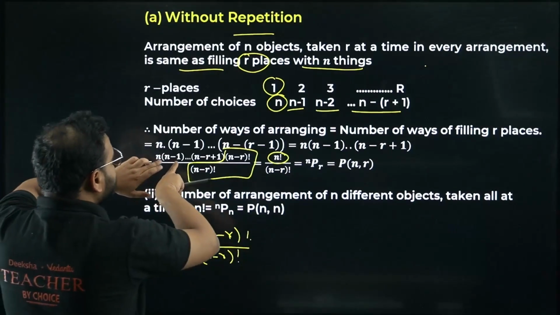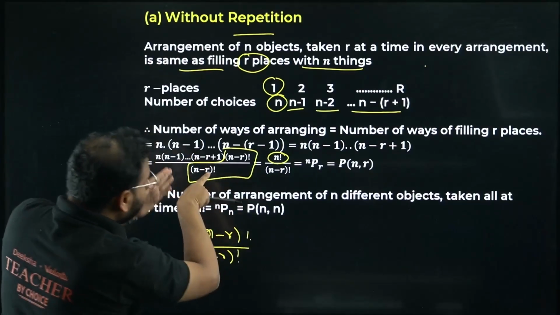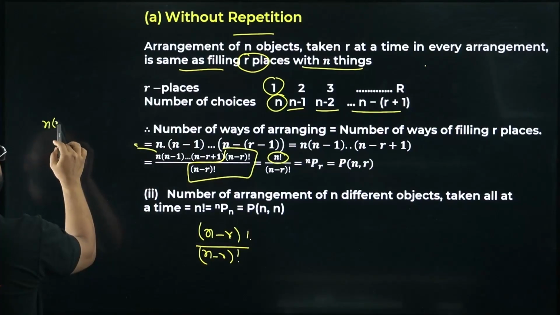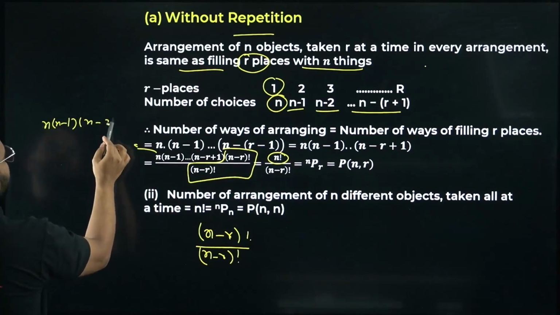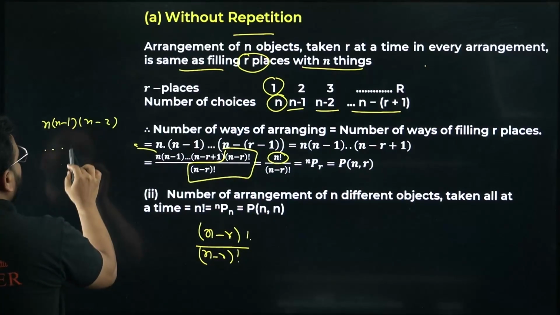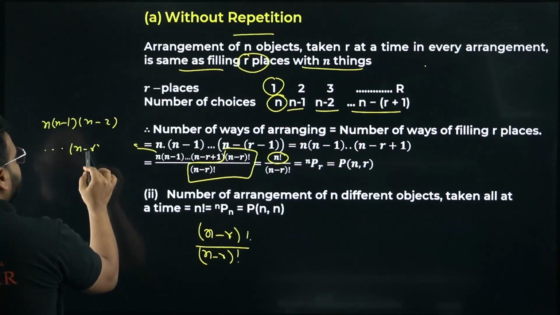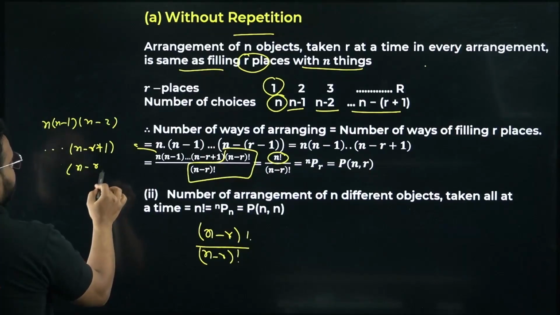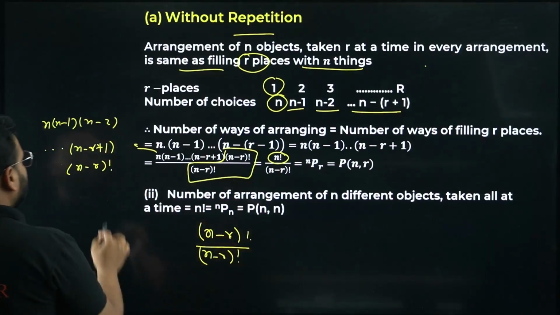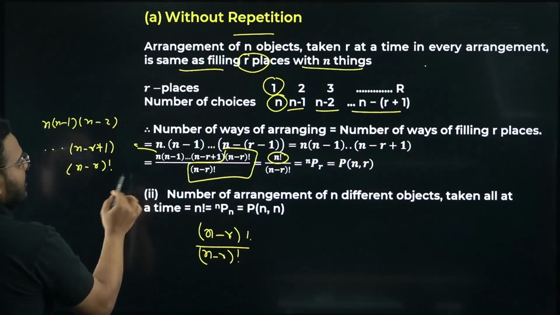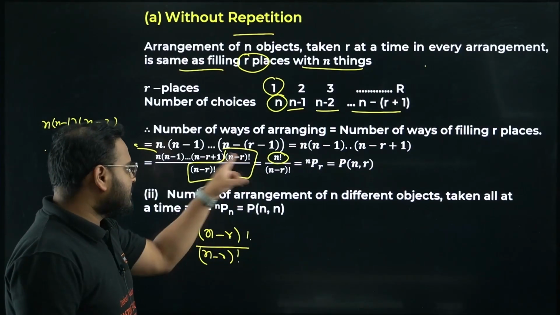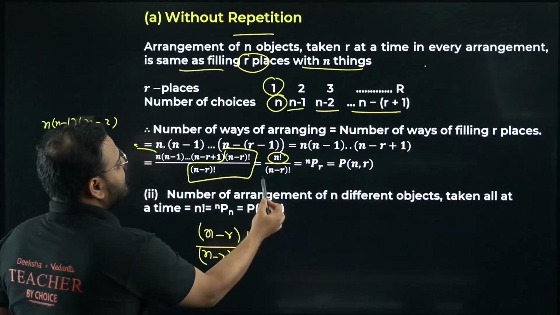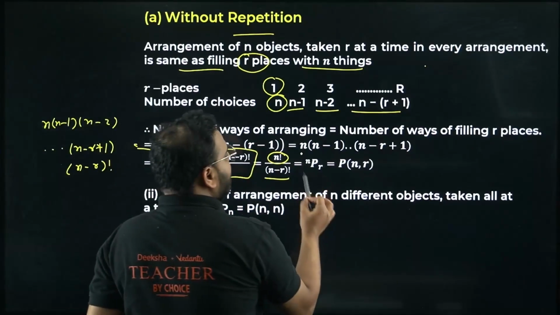See this, n into n minus 1 into n minus 2 all the way till n minus r plus 1. What is the next term? n minus r. We can keep going on, it'll go till 1 actually, if you want to remove this factorial. So I've multiplied this, which means it's basically going to be n factorial in the numerator. And in the denominator, what will I have? The same thing, n minus r factorial. This is the formula of your nPr.